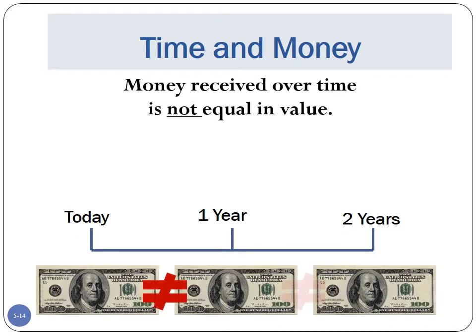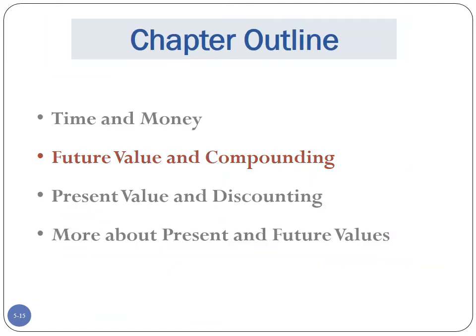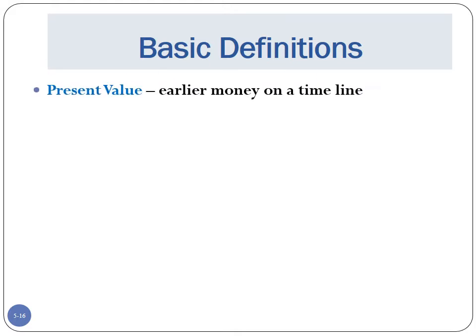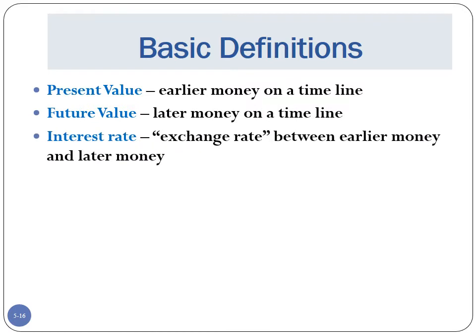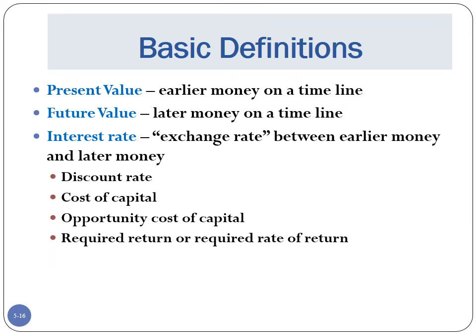So money received over time is not equal in value. The question then is, how do we value future money in terms of making the amounts equal? The way we do it is by present and future value. Present value is earlier money on a timeline. Future value is later money on a timeline. The interest rate is an exchange rate between earlier money and later money. Interest rate is also known as discount rate, or the cost of capital, the opportunity cost of capital, and the required return or required rate of return. So these are all synonymous with interest rate.